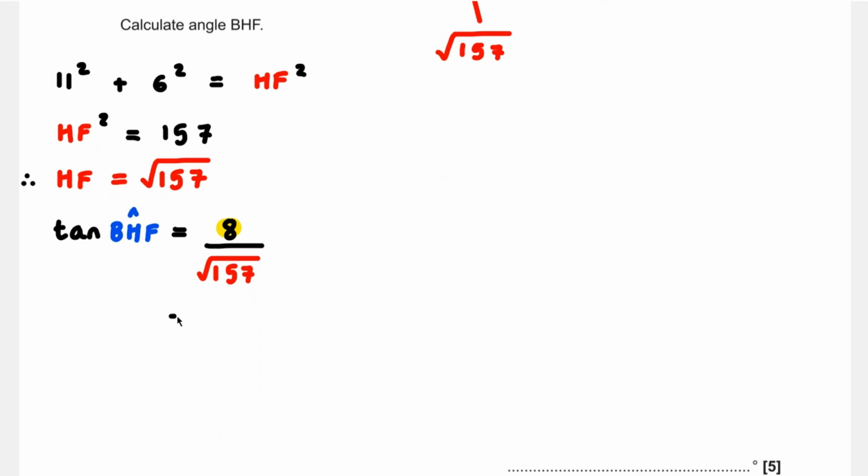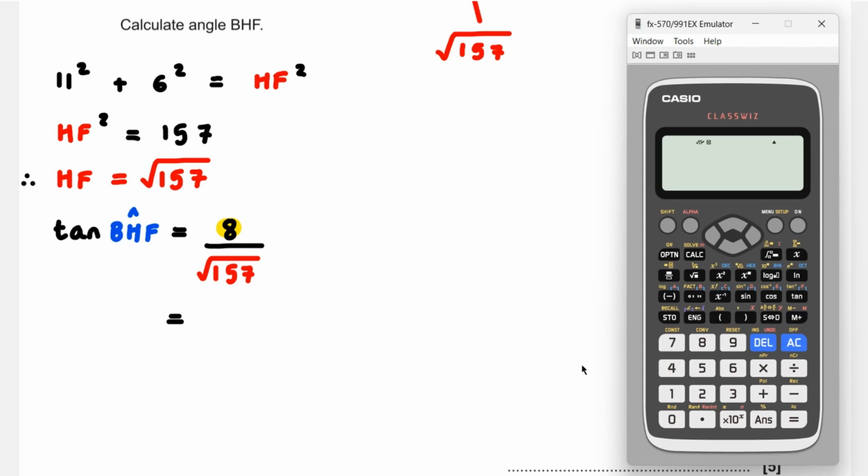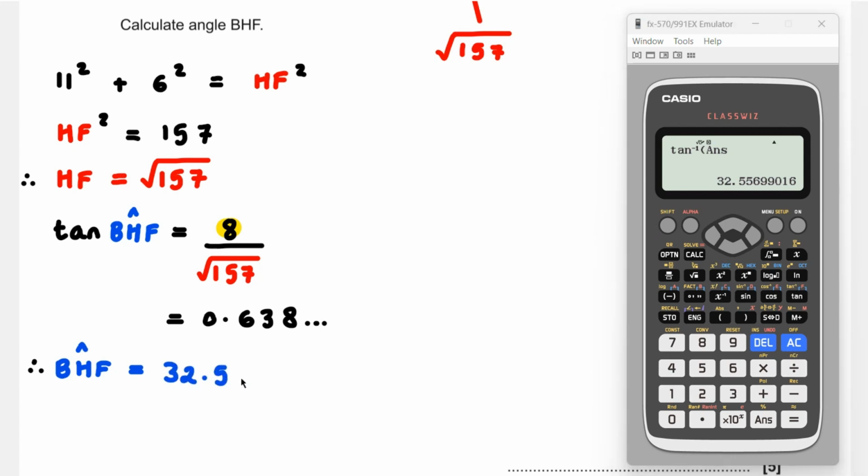So let's work this out. I've got 8 over the square root of 157, which is 0.638, etc. So with this, I can find out what BHF is equal to. So that's the inverse tangent of this, which is 32.5 etc. degrees.